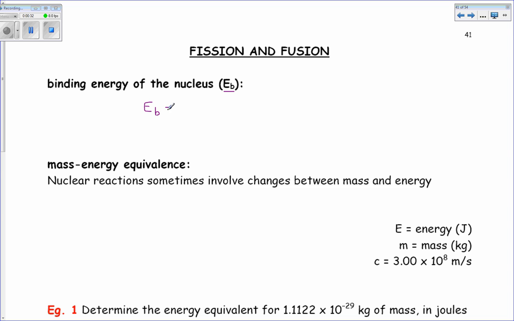so just do E_b, it's equal to the energy of the nucleons.